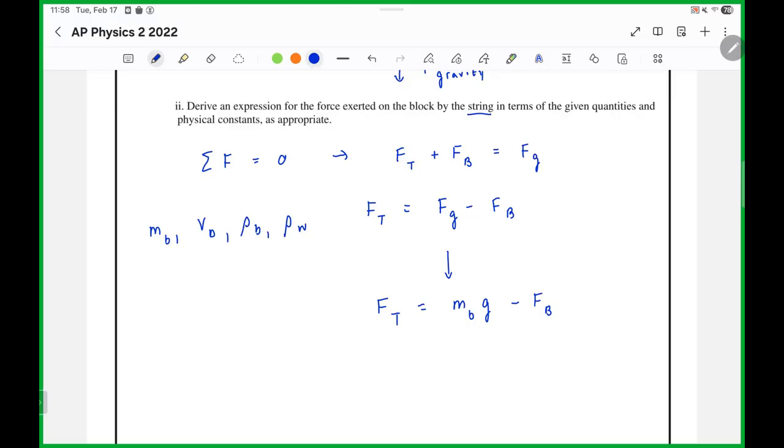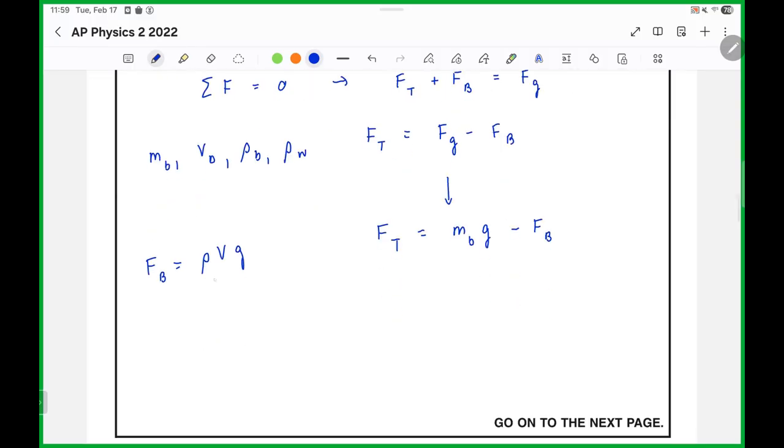But let's be a bit clearer with our formula. On the formula sheet, we simply have F buoyancy is equal to rho Vg. We want to be a bit more careful with our subscripts. Rho here refers to the density of the fluid in which we are immersed. V represents the volume of the object which is submerged. In this case, though, the object is fully submerged.